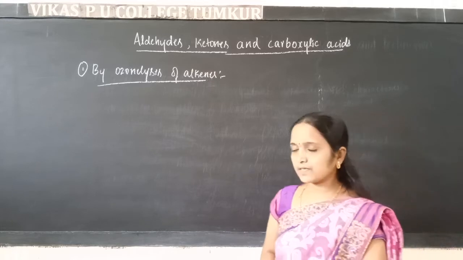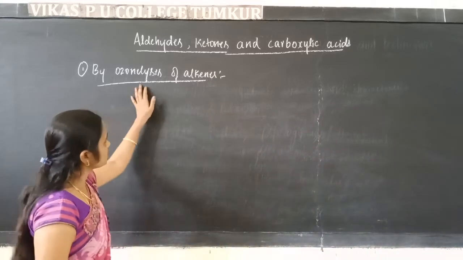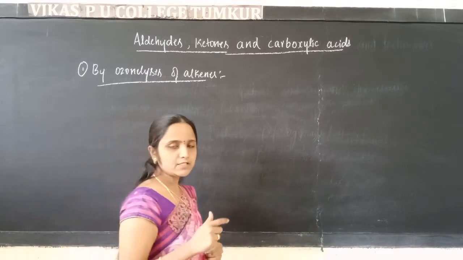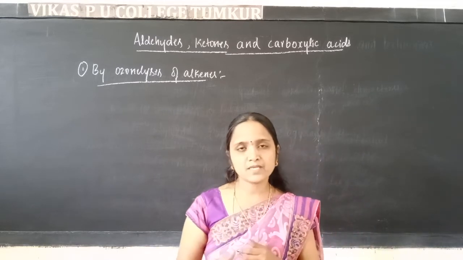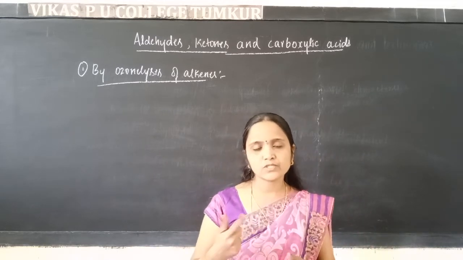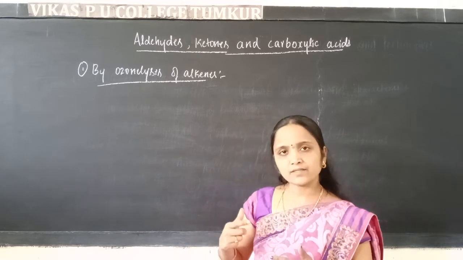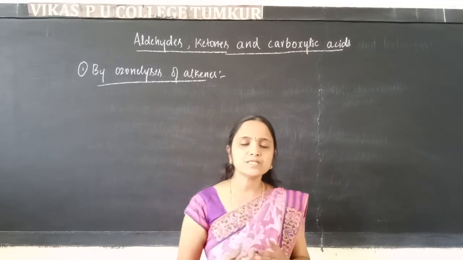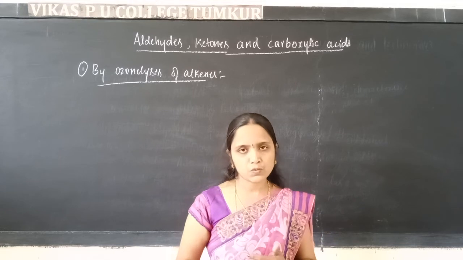In this class, we are going to discuss the preparation of aldehydes by ozonolysis of alkenes. The alkene reacts with ozone and forms a cyclic ozonide. This, on further hydrolysis, gives either an aldehyde or a ketone.